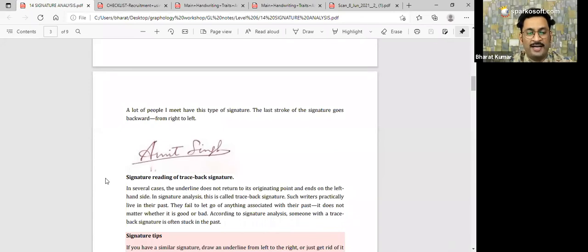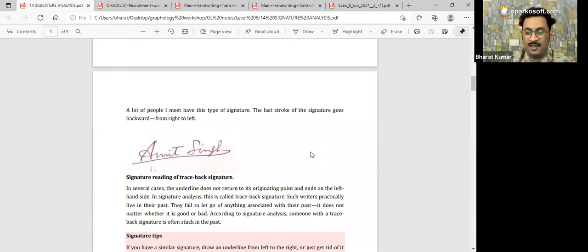Yes, Afrin, got it? So now, check M other than MI. This underline is coming from right to left. A back line is made there. Okay, this is the corrected signature of Amit Singh, but with one very negative point. The line is not moving in a forward direction. The line is moving from forward to backward direction, or right to left. Is this clear? And remember, this kind of stroke is not supposed to be good.